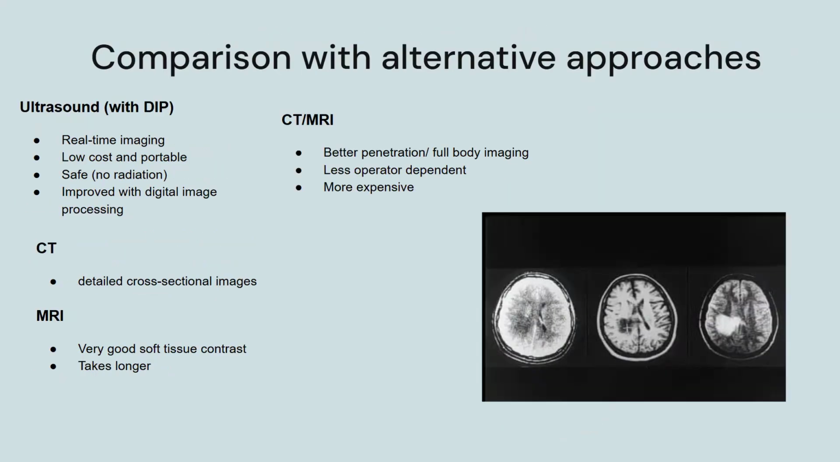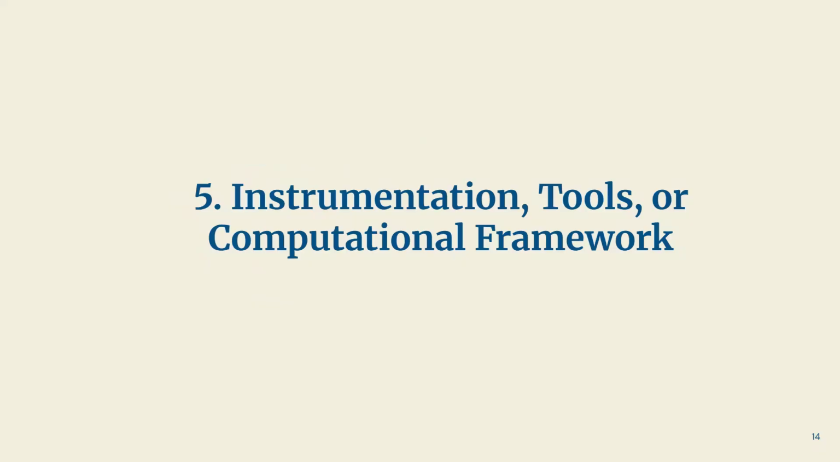Comparison with alternate approaches. CT and MRI imaging provide high resolution and more detailed images compared to ultrasound. They allow for full body imaging and are less dependent on the operator. However, they are much more expensive, as we'll discuss later, and require longer scan times, especially an MRI scan.